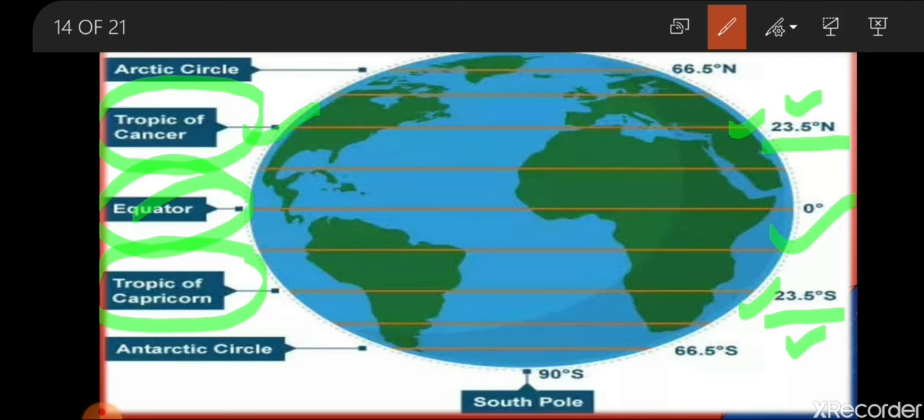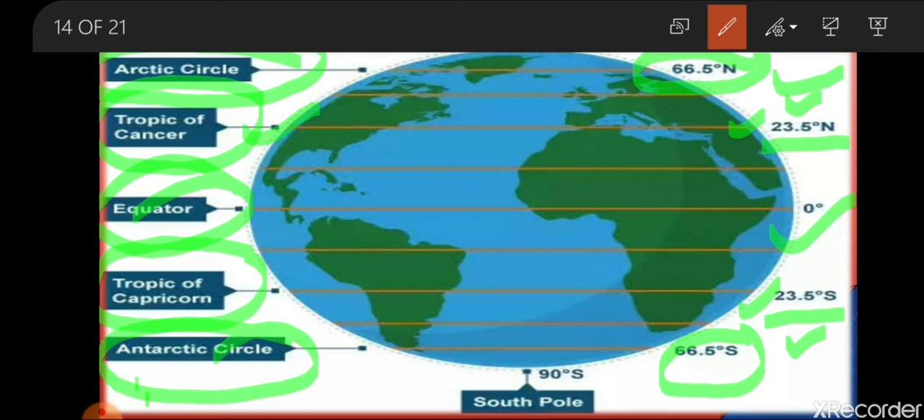These are the names of the lines that are given by geographers. Next will be 66.5 degree north and 66.5 degree south. This 66.5 degree north is considered as the Arctic Circle and this 66.5 degree south is considered as the Antarctic Circle. So the first line is the equator, that is 0 degree. With 0 degree we will not use north or south. It will be 0 degree only, because it is not lying in the north or the south. It is in the middle. So this will be 0 degree latitude.